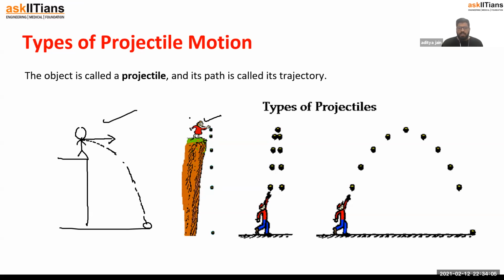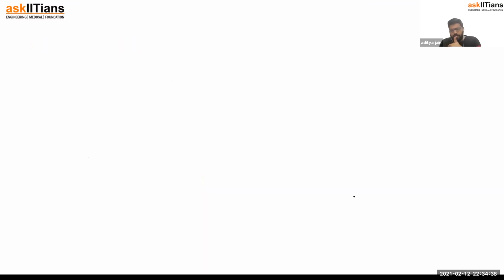This is an example of a projectile. You can see a person throwing a ball vertically upward, so the ball will follow this path. Yes or no? This again is an example of projectile motion. And this is the example when the person is throwing a ball obliquely. That is again an example of projectile motion. So these are some basic cases where you will observe projectile motion, that is, motion under only the acceleration due to gravity, as the air resistance is neglected. Clear? Okay, thumbs up if you got it.